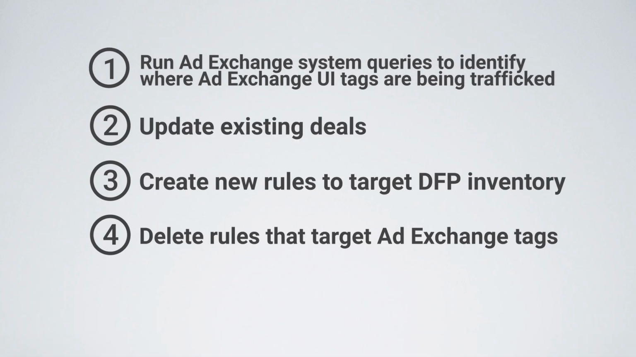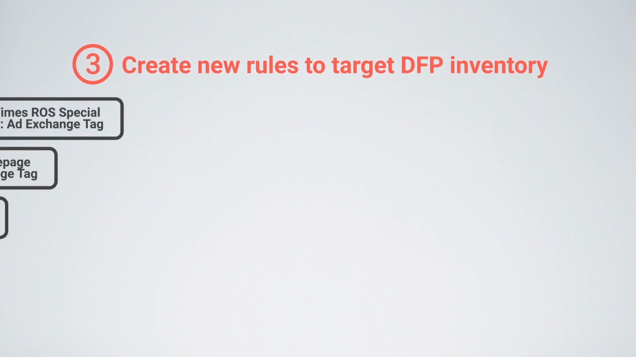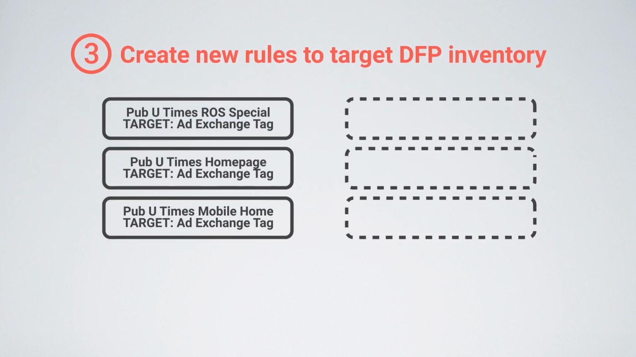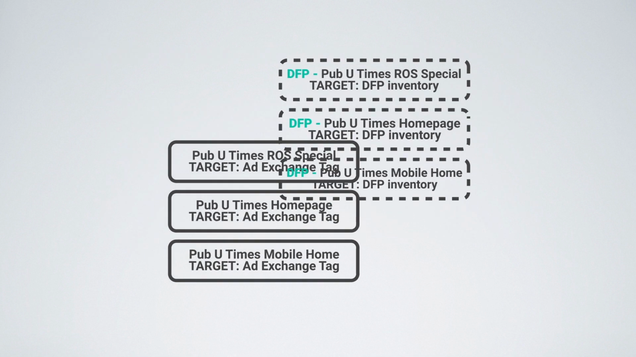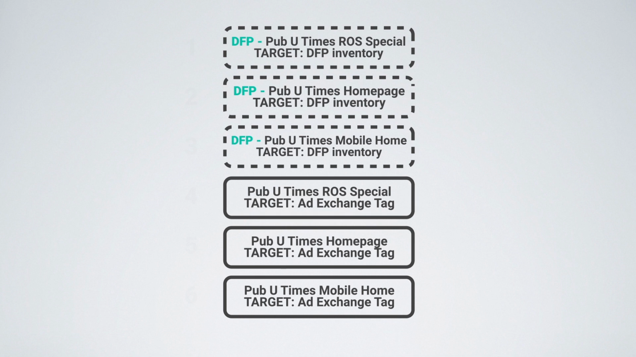Now let's talk about your Ad Exchange rules. For affected rules, we suggest that you create new rules that target DFP inventory to replace your existing rules that target Ad Exchange UI tags. Prefix these new rules with DFP- followed by the original rule name. Alternatively, at this time, you might consider simplifying your rules using DFP targeting. Regardless of your choice, be sure to give these new rules a higher priority than the existing rules. Doing so will allow the old existing rules to capture remaining traffic in case it's not fully caught by the new rules.